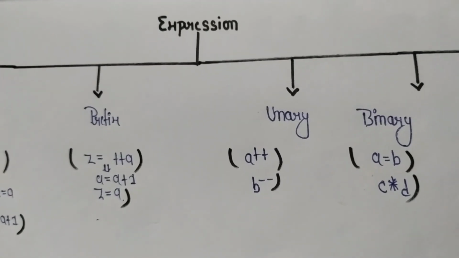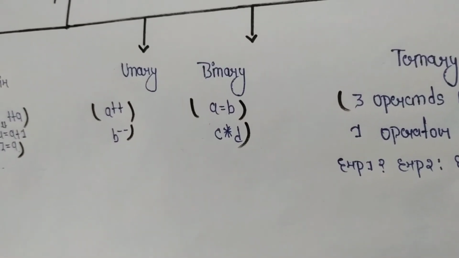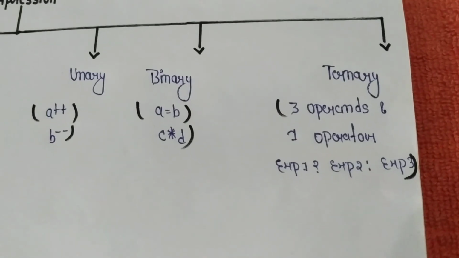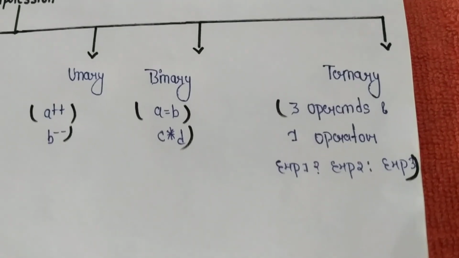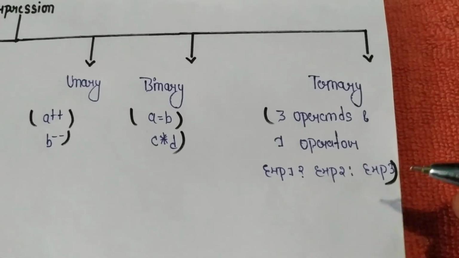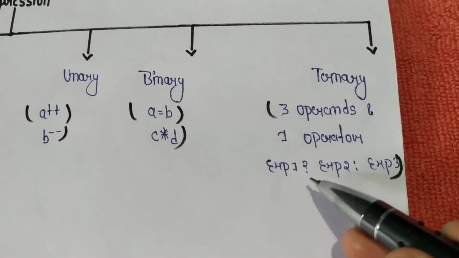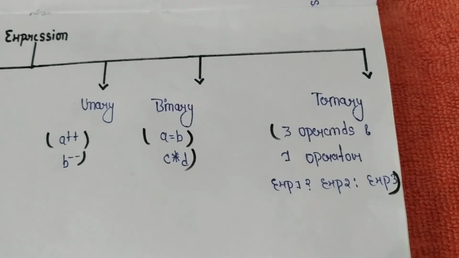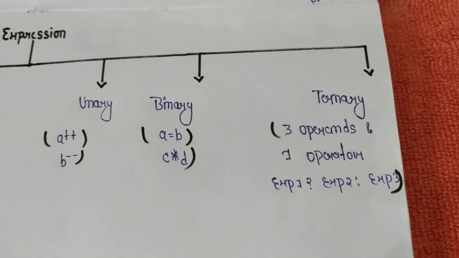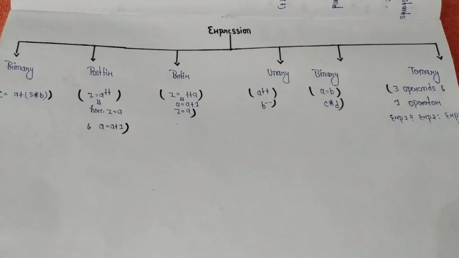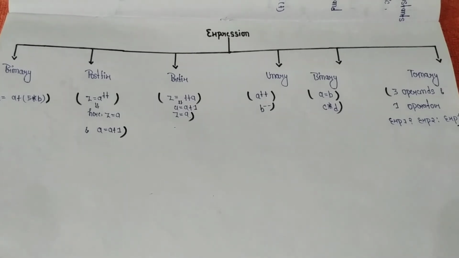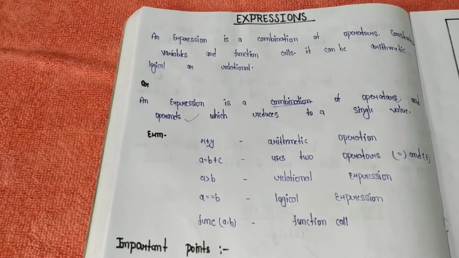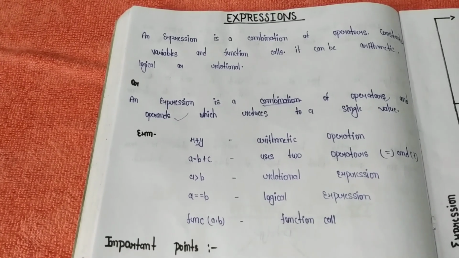Clear? Next, the final one is ternary expressions. In ternary, three operands will be available and only one operator will be there. That is expression 1, question mark, expression 2, colon, and expression 3. As in the previous video, we have already discussed ternary operators in detail. So I hope that's it about expressions and the classification of expressions. In the next video, we will discuss statements in C. So see you in the next video. Thank you for watching my video.